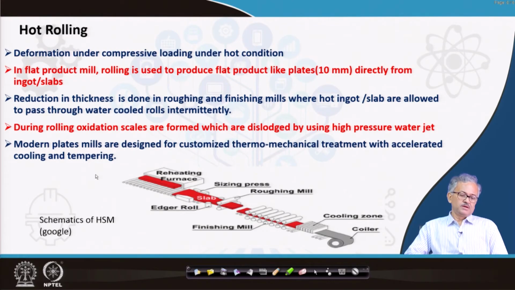And modern plate mills are equipped with customized thermomechanical treatment. You can do accelerated cooling and heating and tempering, all facilities are there. So heat treatment you can do subsequently as required. Depending on what type of microstructure development you want, the thermomechanical treatment is available. So the final structure becomes very strong and malleable.